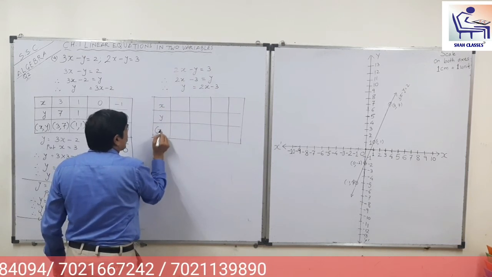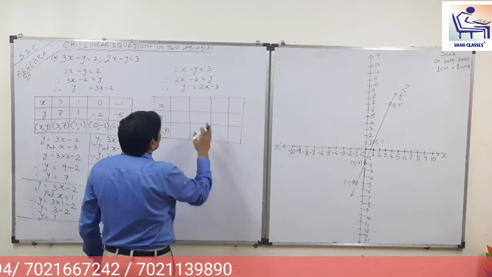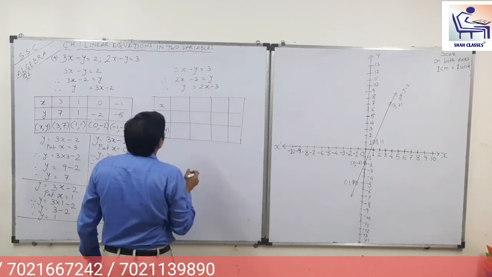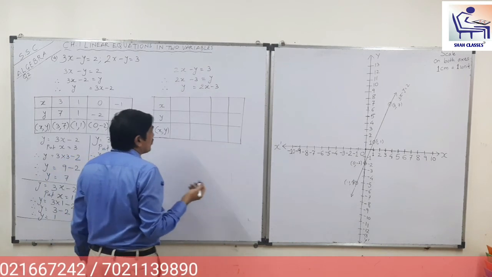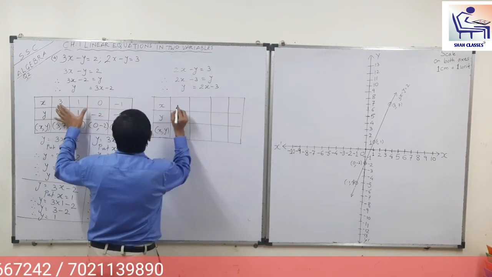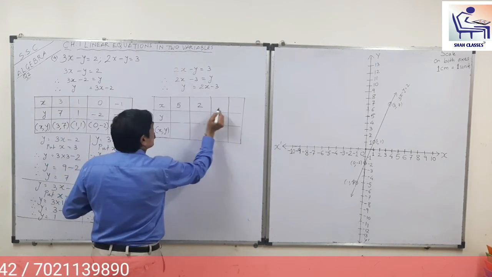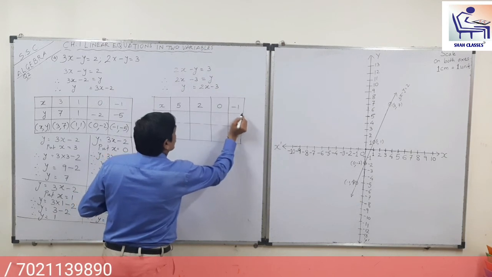x, y, x, y. Here we have to see the points. You can take any 4 points once again. You can take the same values, but I am taking some few different values. Say suppose 5, 2, 0 and minus 1.